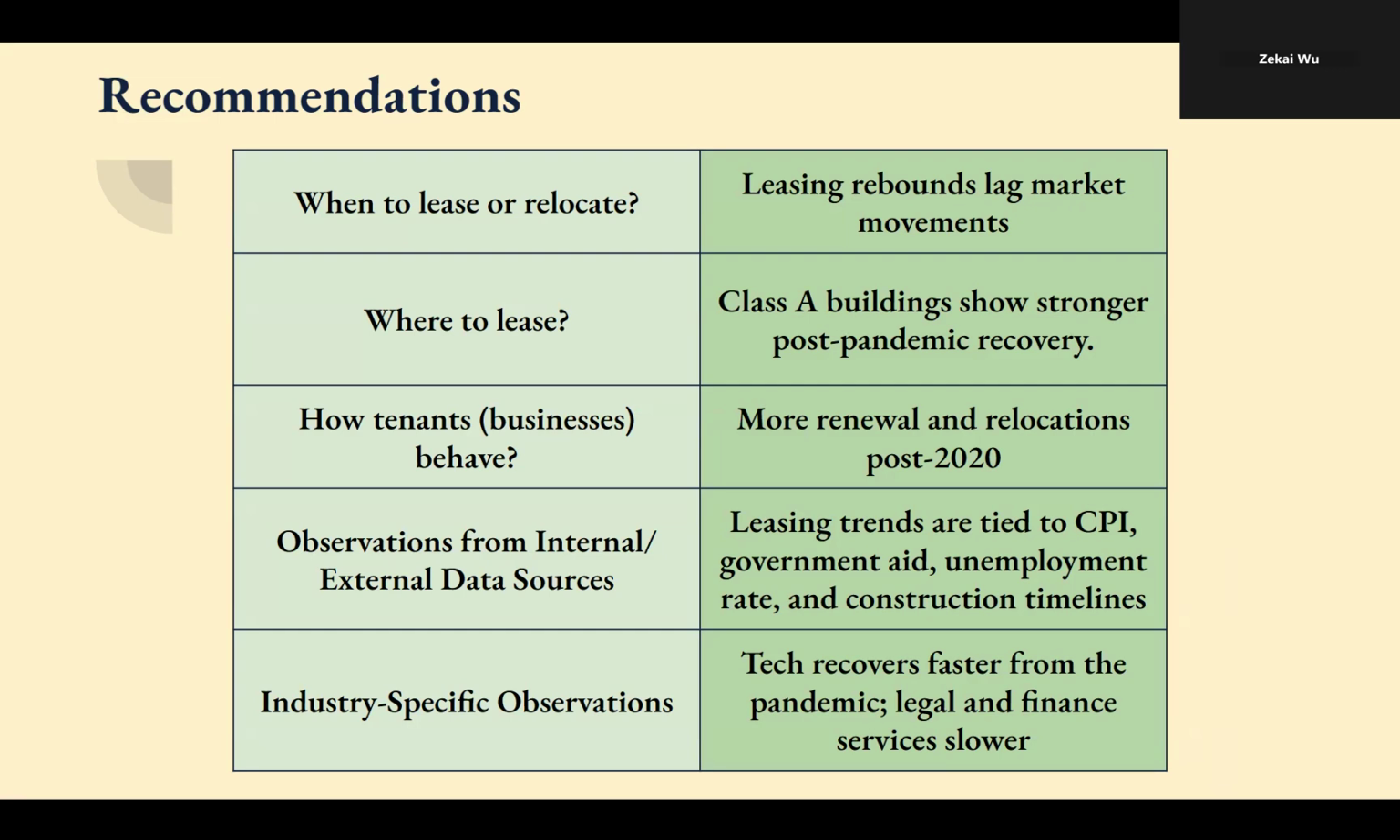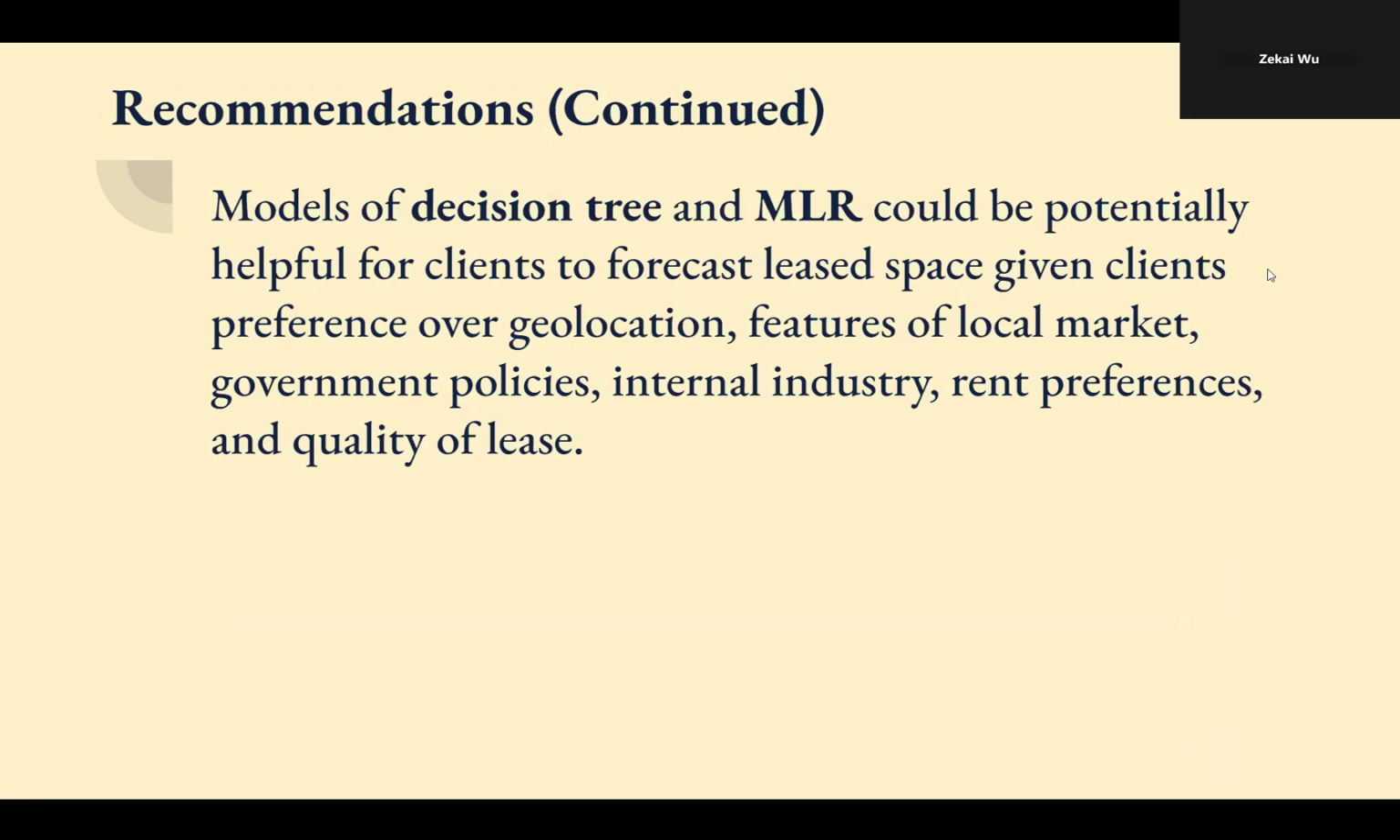We also find that leasing trends are tied to CPI and other indicators. And lastly, we found that tech services recover faster from the pandemic, while legal and financial services have a slower pace. Finally, we think our model of decision tree and multilinear regression could have the potential to help clients forecast the lease space, given clients' preferences over geolocations, features of local markets, government policies, industry, rent preferences, and also the quality of the lease.